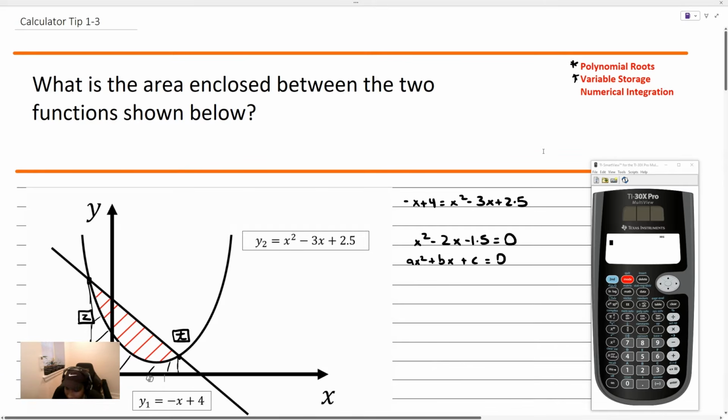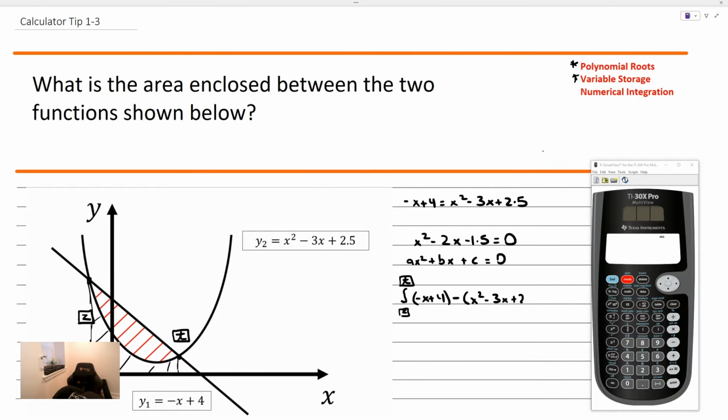So what we're going to do mathematically is we're going to find the integral from our lower bound z to our upper bound t. And once we find that integral, we're going to take the difference between negative x plus 4, that's that trapezoid area, and subtract off the integral of that function, the polynomial, the quadratic, right? X squared minus 3x plus 2.5.